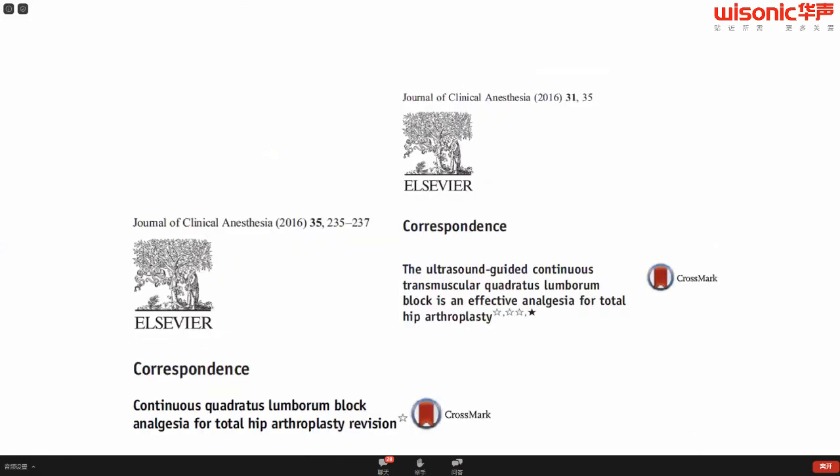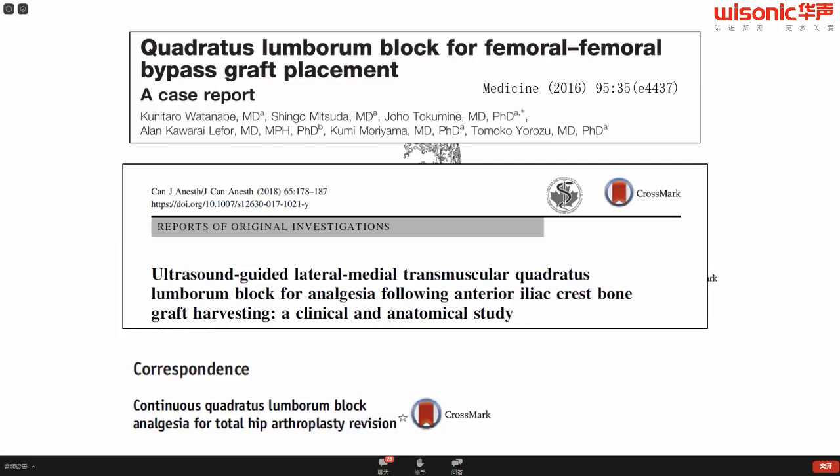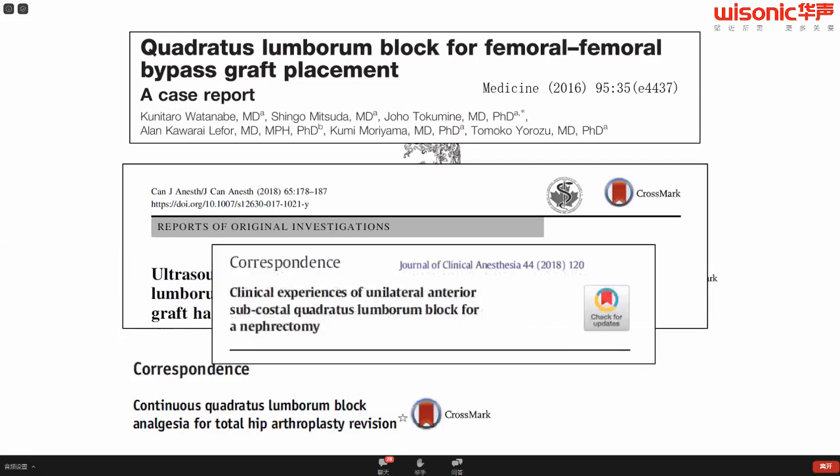There are many other case reports or studies for different kinds of operations. You can see here for total hip arthroplasty, the effectiveness of transmuscular quadratus lumborum block, again transmuscular quadratus lumborum block for iliac crest bone harvesting, for femoral bypass graft placement.